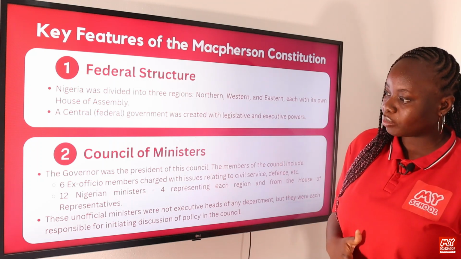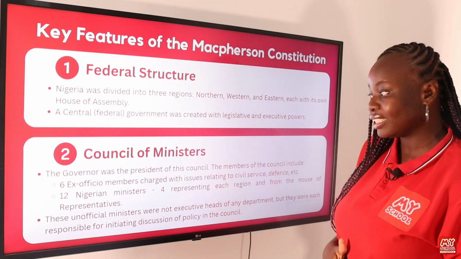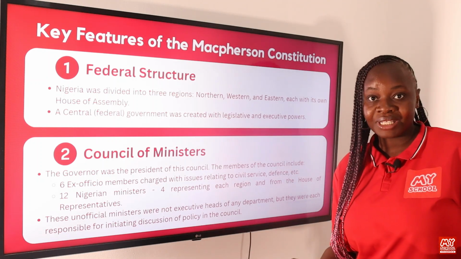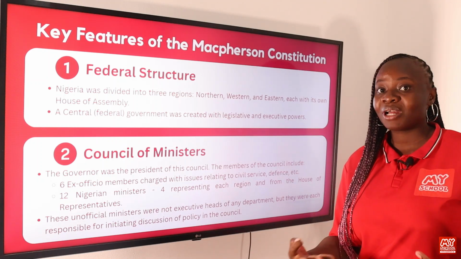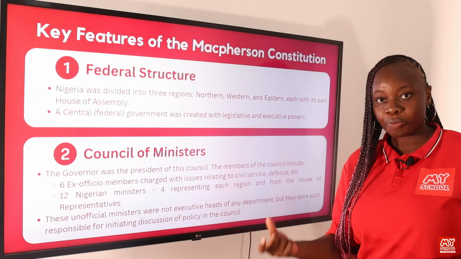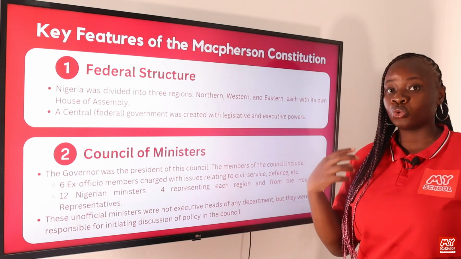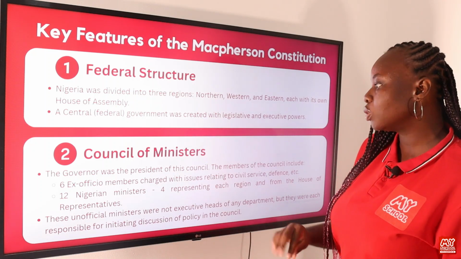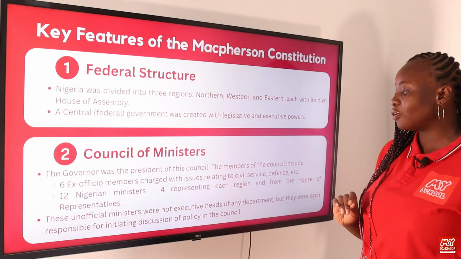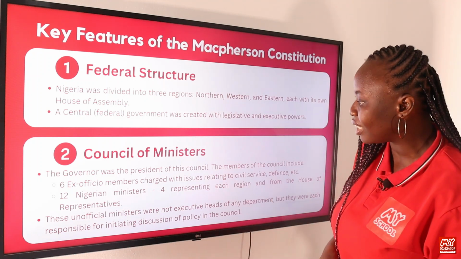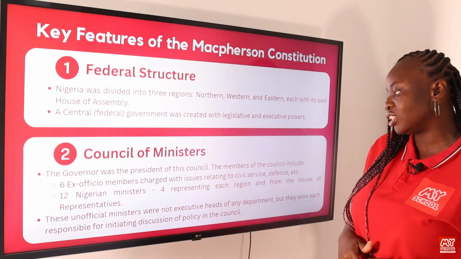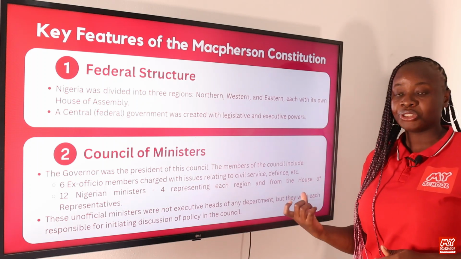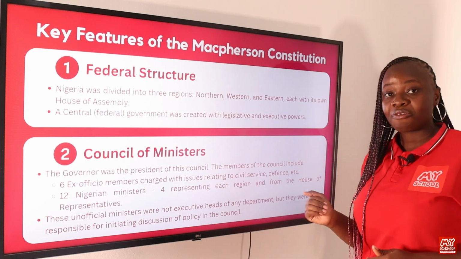Then we have the Council of Ministers. The governor was the president of this council. When we're talking about the Council of Ministers, we're talking about the cabinet ministers that we understand from a parliamentary system of government. So these were people elected from the legislature to conduct the day-to-day running of governments within the country. So the governor was the president of this council. The members of the council include 6 ex-officio members charged with issues relating to civil service, defense, etc. These are the various sectors within the country that you have ministers who are responsible for them.